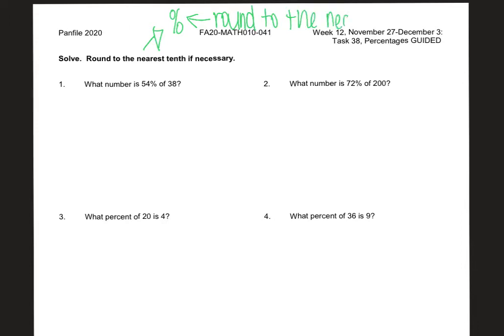Unless noted otherwise, but I'm telling you for all my stuff, that's how it's going to be. I will go over the review for the final if that comes up, but usually round to the nearest percent. So no decimals on our percentages. In order to make this happen, we need a couple keywords.